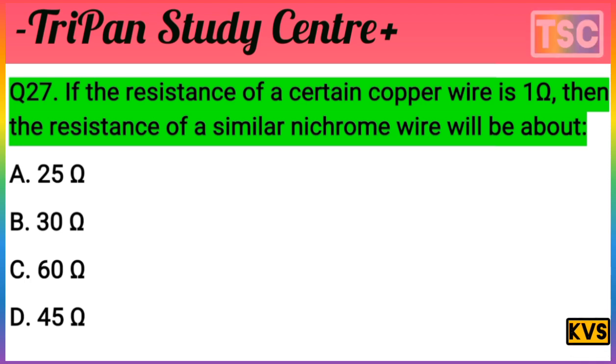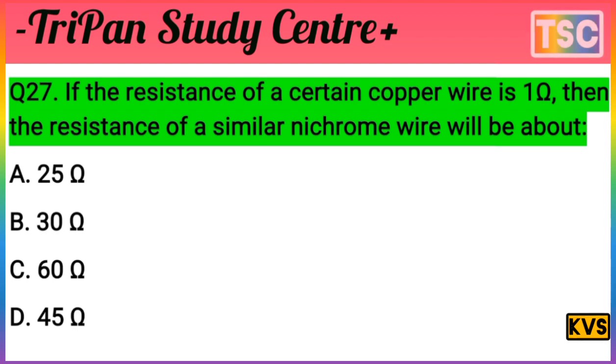The reason is that the resistivity of nichrome is about 60 times more than the resistivity of copper. Copper is 1 ohm and nichrome is 60 times that, which means 60 ohm is the right answer. That's important. The most important line here: a 1 ohm copper wire, and a nichrome wire has 60 times the resistivity of copper. Option C is correct for this question.